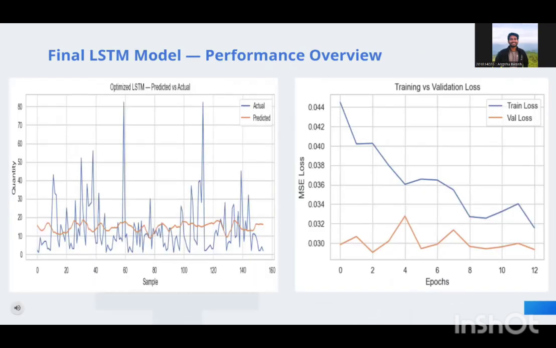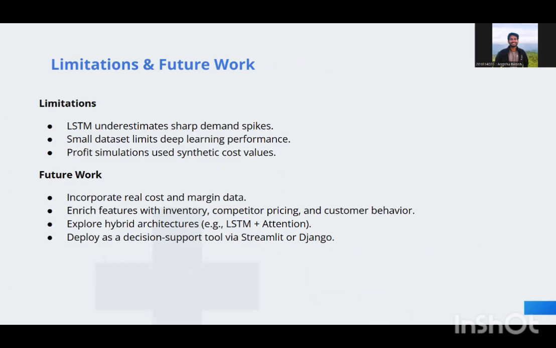Now, the predicted versus actual plot on our final LSTM model shows that LSTM tracked our baseline demand very well, but smoothed out on extreme spikes, likely due to the low support for rare events. On the right, the loss curve shows clean convergence with stable validation loss, indicating there was no overfitting and strong generalization. While promising, our model had certain limitations: the deep learning was constrained by small dataset size, the extreme quantity spikes were underfit due to low frequency, and the placeholder cost limited profit accuracy.